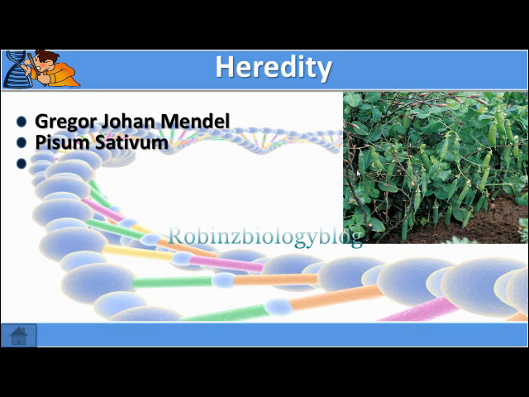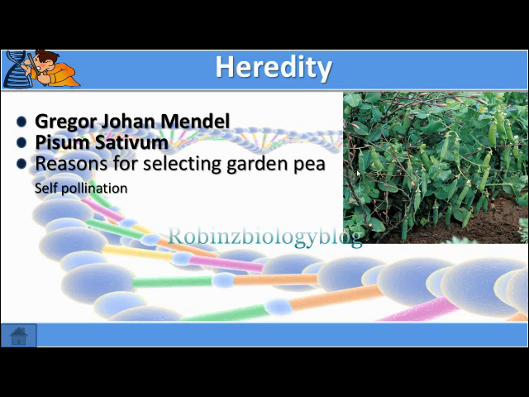But the most important thing is that we need to know why he selected the garden pea plant for his experiment. So, reasons for selecting garden pea plant. Garden pea has a flower which is bisexual, which means it has both the male and female sex organs. So they always do self-pollination, which means they always retain their natural set of genes, well, most of the time though. That is why we say that pure varieties of pea plants were available to him. So it was easy for him to start his experiments.